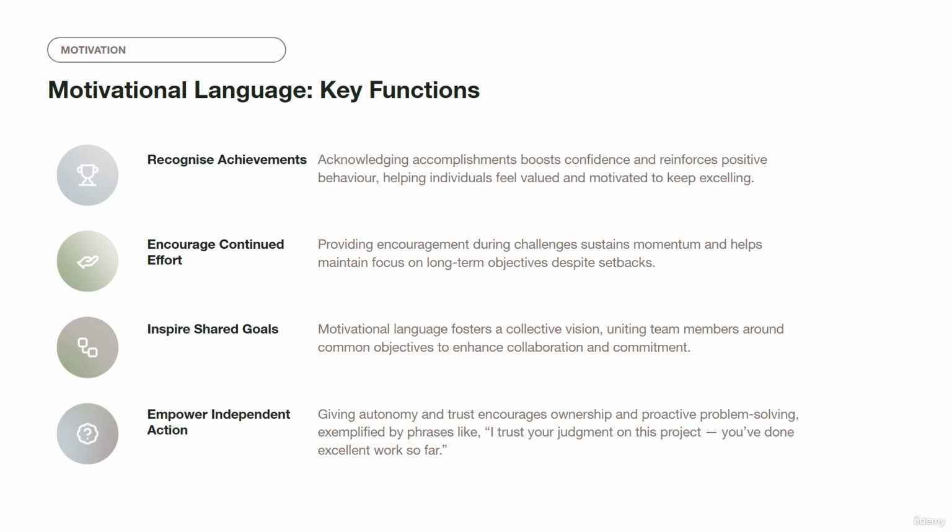Inspire shared goals. Motivational language fosters a collaborative vision, uniting team members around common objectives to enhance collaboration and commitment. Empower independent action, culture permitting. Giving autonomy and trust encourages ownership and proactive problem solving, exemplified by phrases like, I trust your judgment on this project, you've done excellent work so far. That's a great phrase because it acknowledges the work already done and the achievements, you're recognizing achievements already made, and also pushing the person to keep going.